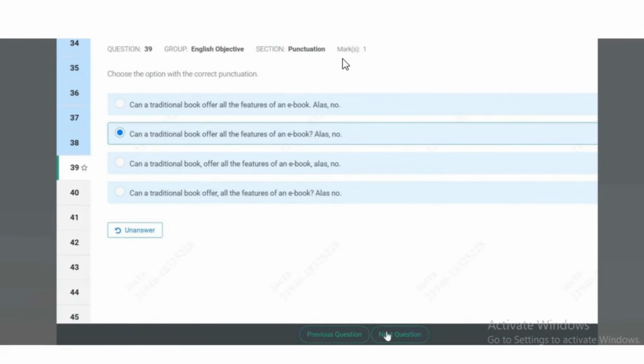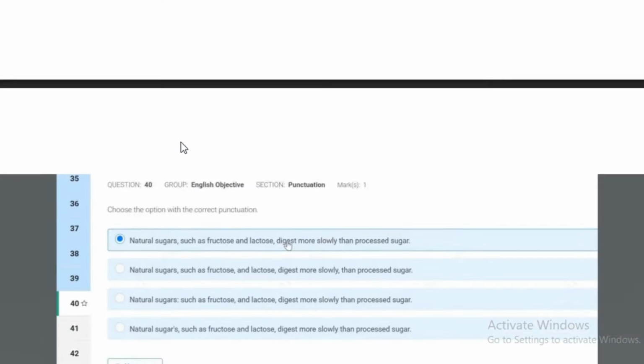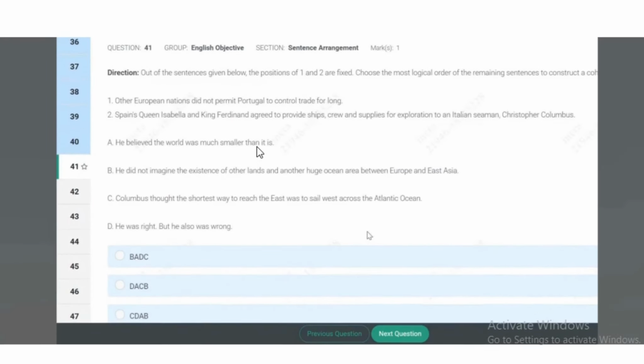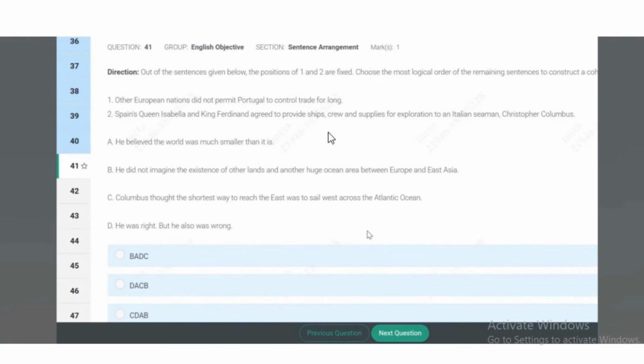And the next question is, choose the option with the correct punctuation. We have to identify the correct punctuation sentence. So here the answer is the second one. And the next question also falls under punctuation correction.